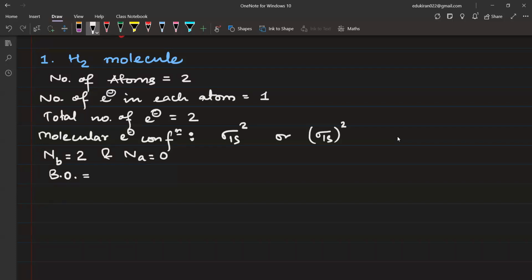Now bond order is equal to, please keep your mic on, all of you guys. Tell me what is the formula for bond order? Bond order is 1/2 into Nb minus Na. Tell me what this value will be. 1/2 into, what is Nb? 2. You are giving the answer directly, easy. 1/2 into 2 minus 0, which is equal to 2, so bond order will be equal to 1. Correct? Bond order is equal to 1.